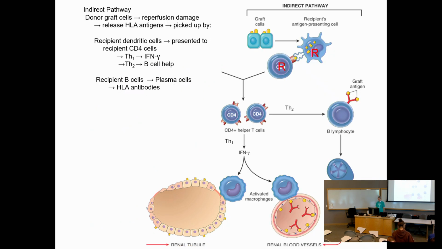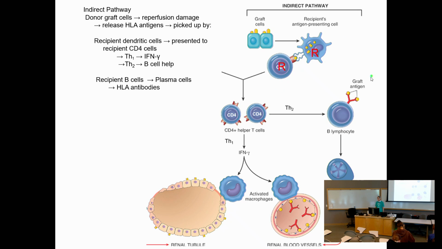The indirect pathway is once the kidney or the organ is in the body, what happens is they shed a lot of HLA and proteins from the surface, other proteins as well, and that's because there's a lot of ischemic damage, there's reperfusion injury. The antigens float out into the blood, and then they're picked up by recipient antigen-presenting cells, which break them down and present, again, donor HLA peptides to recipient CD4 or CD8 cells.